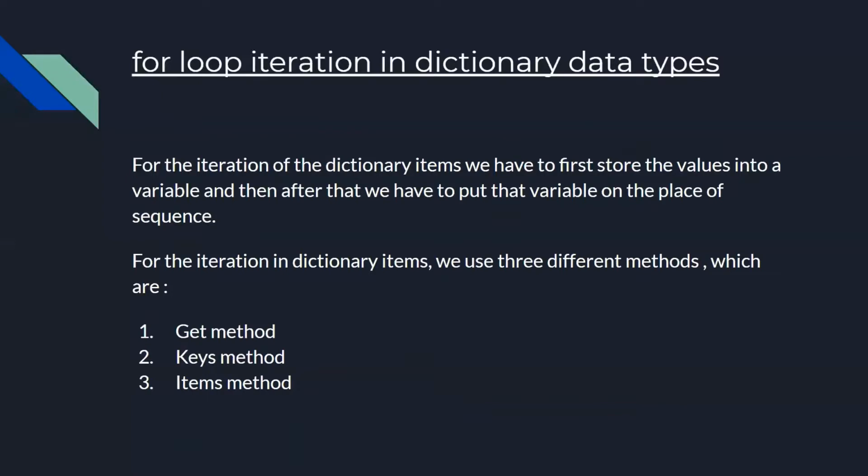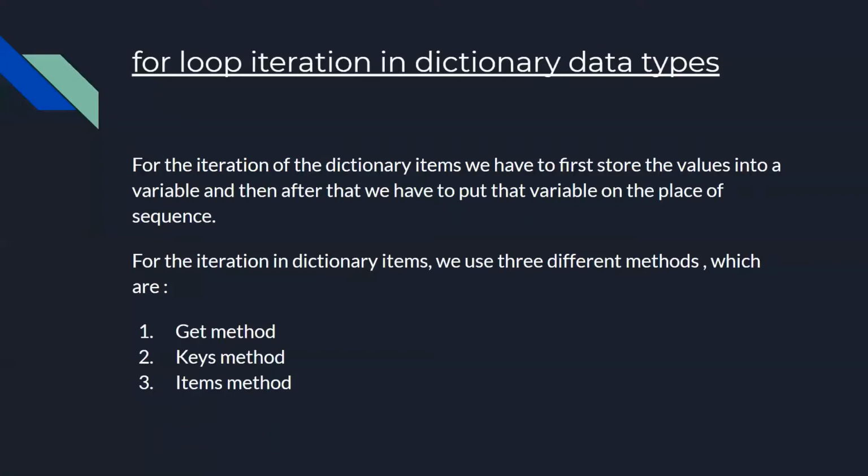For loop iteration in dictionary data types. For the iteration of dictionary items, we first have to store the values into a variable, and then put that variable in the place of the sequence. For the iteration of dictionary items, we use three different methods: the get method, keys method, and items method. In the video where we explained the theory of the dictionary data type, we told you that there are three methods we use to work on dictionary data types: get method, keys method, and items method.